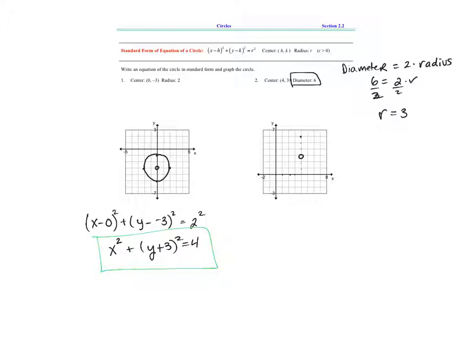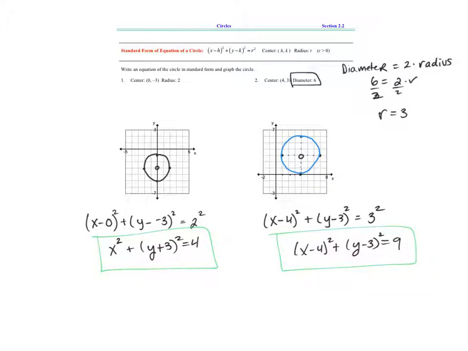Okay, so we go up and down 3 units, and left and right 3 units to graph. Then graph as good as I can. It's not perfect, but that's okay. So there's our circle, and then the equation of that circle goes x minus the x value of the center quantity squared plus y minus the y value of the center quantity squared is equal to the radius squared. So that is equal to 9. All right, so then we have our equation of our circle.